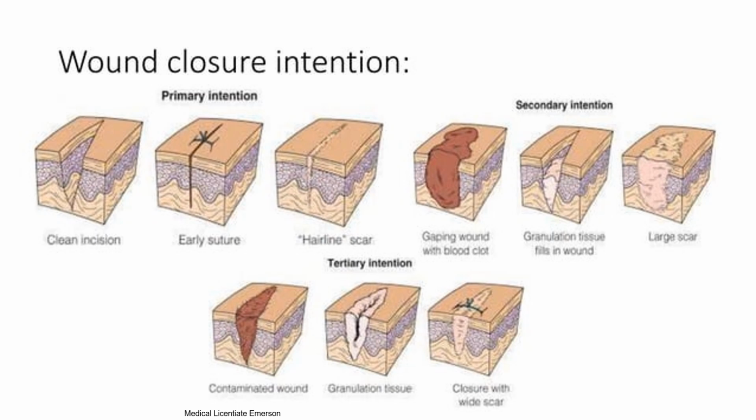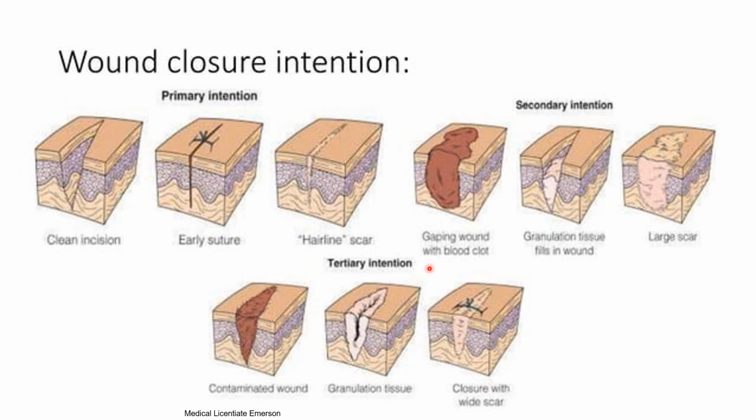Okay, then wound healing closure. How do we go about the processes of closing up a wound? We have primary intention, where if you have a clean incision and you have it sutured, you can actually just have a hairline scar. Then if you have a gaping wound with blood clot, this one will heal by granulation tissue, which is going to fill in the wound. There's going to be a large scar, and you haven't sutured anything, so this will heal by secondary intention.